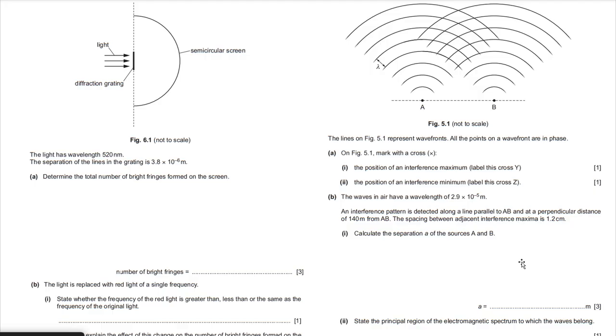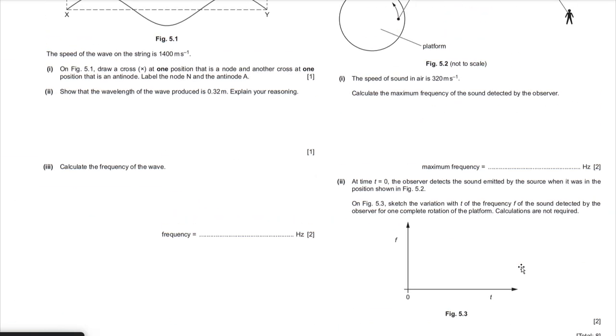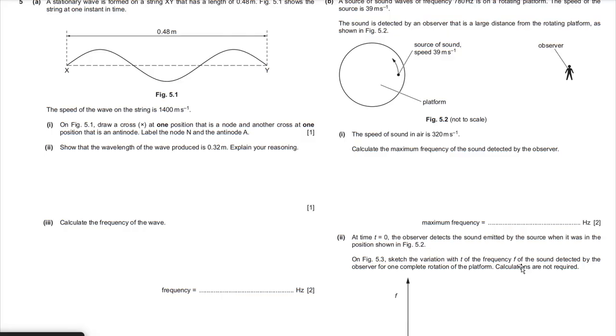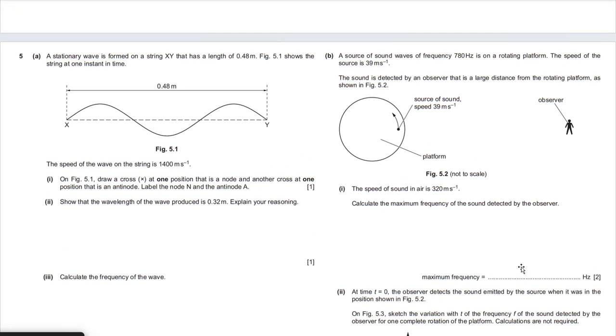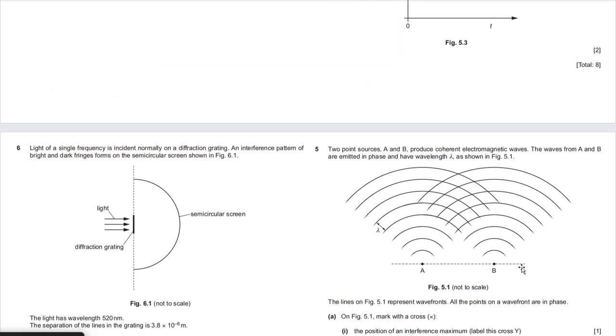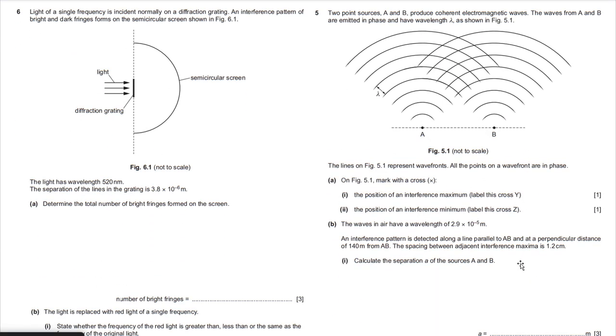ठीक है, एक ये वाला कर लें, क्वेश्चन नंबर 6. Okay, so let's just do this one. Light of a single frequency is incident normally on a diffraction grating. An interference pattern of bright and dark fringes forms on the semicircular screen shown in figure 6.1. The light has a wavelength of 520 nanometers.